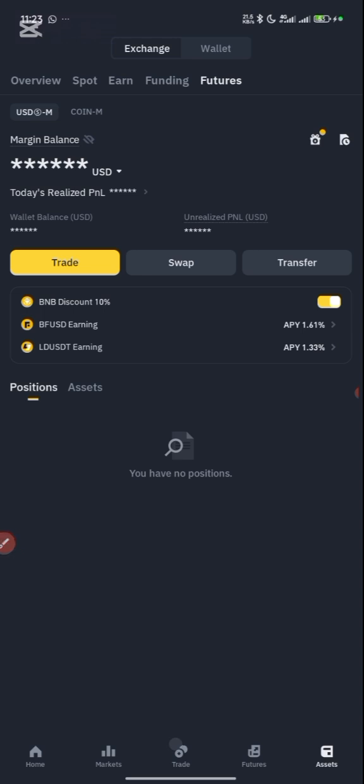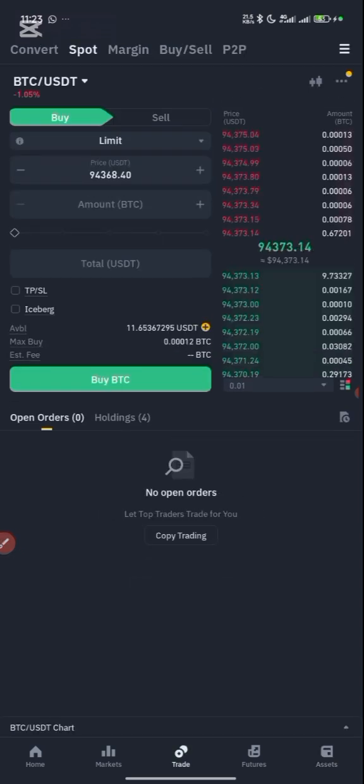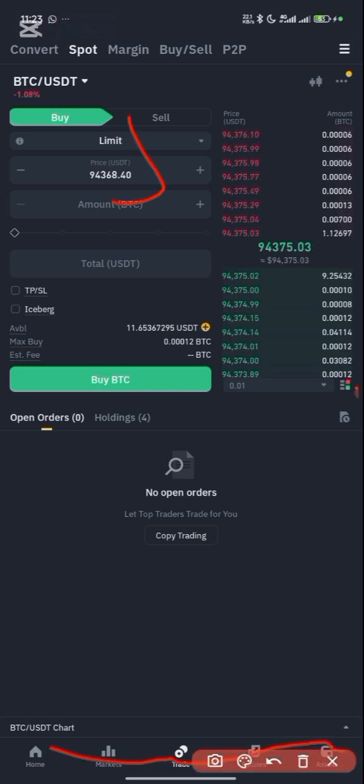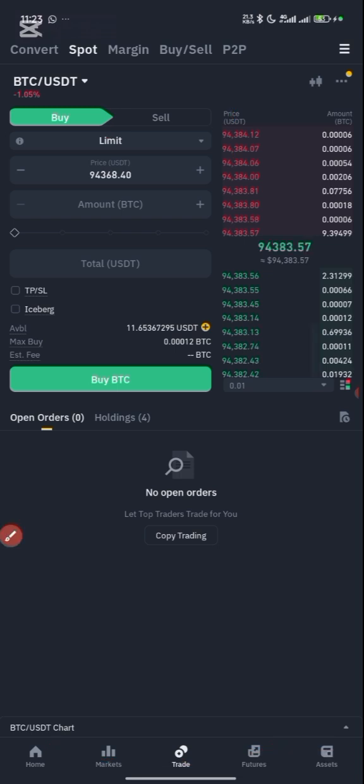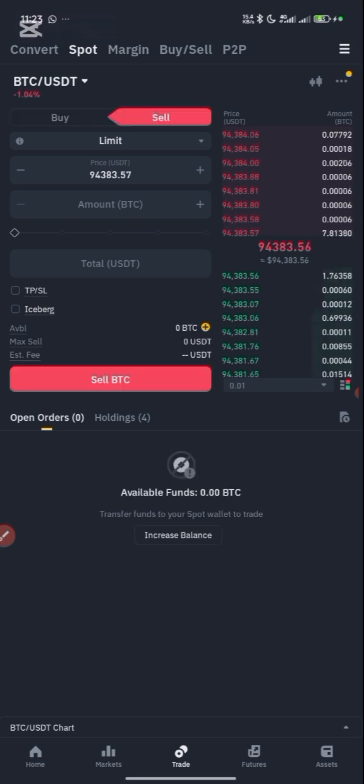Let's go to trade. So if you want to trade spot, this is basically where you can trade on spot. So here you can see the buy button and the sell button. If you are planning to buy a cryptocurrency coin, this is the buy button that you use. But if you are trying to sell, you just switch to sell here and you can sell your coin.